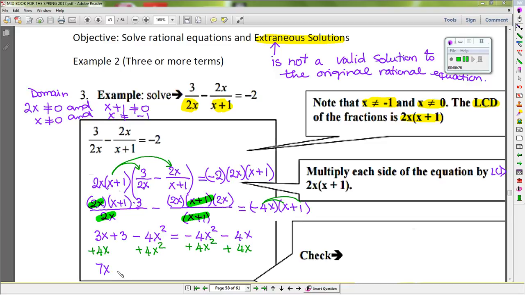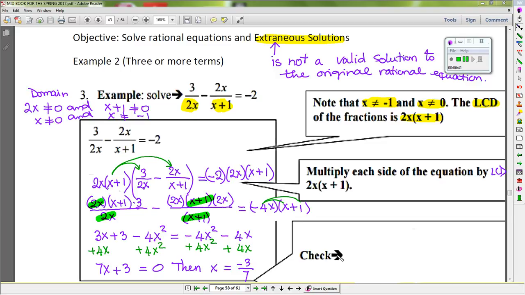So therefore we will end up with 7x plus 3 equals 0. Then you can solve for x by subtracting 3 from both sides and dividing by 7. So therefore x equals negative 3 over 7. So now we found the answer, but we have to make sure to check it.